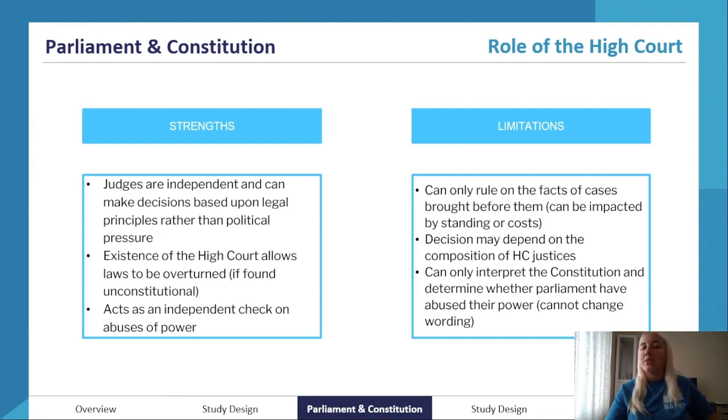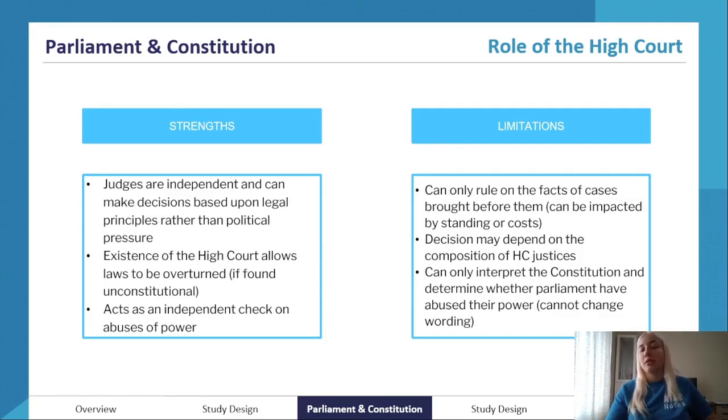Now, the limitations of the role of the High Court. They can only rule on the facts of cases brought before them. So this means that if people cannot afford the costs associated, or don't have time, or don't have standing, are not directly affected by an unconstitutional law, a dispute cannot come to the High Court, and unlawful laws will continue to operate until that dispute does come.